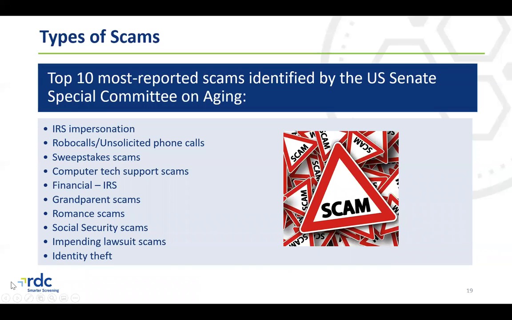In fact, the top 10 most reported scams include IRS impersonations, robocalls, sweepstakes, computer tech support scams, financial things having to do potentially with the IRS, grandparent scams, romance scams, social security scams, impending lawsuits, and identity theft. And as Colleen has just mentioned with the coronavirus, every new type of event that's happening in the world is potentially something that a perpetrator can use to their advantage in order to trick somebody who's aging and may be scared.